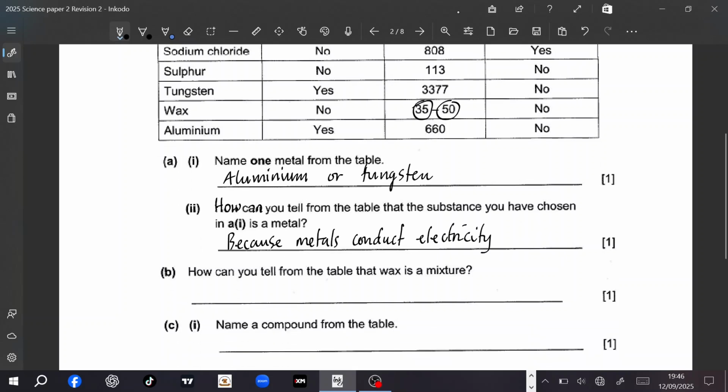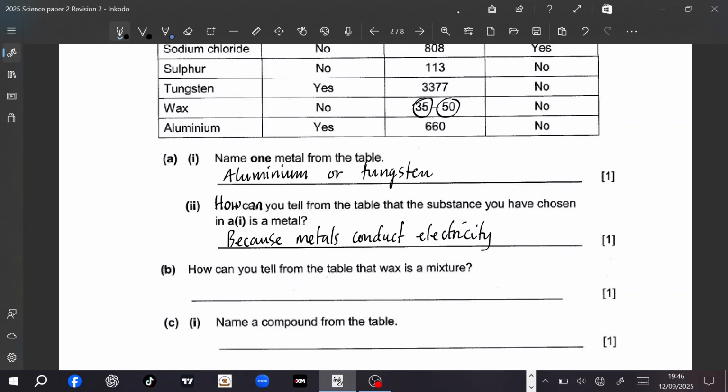If it has 2, it's a range. So when they say, how can you tell from the table that wax is a mixture? You can say, because it has a variable melting point.